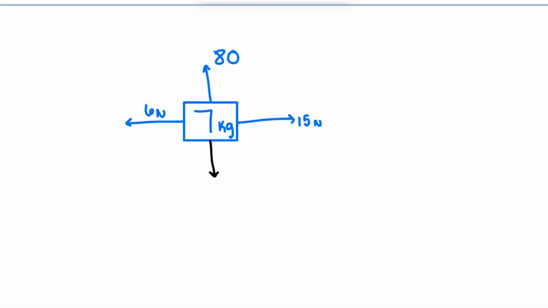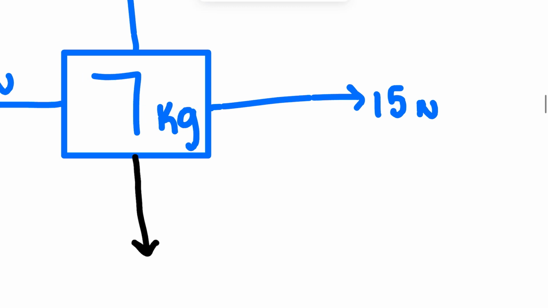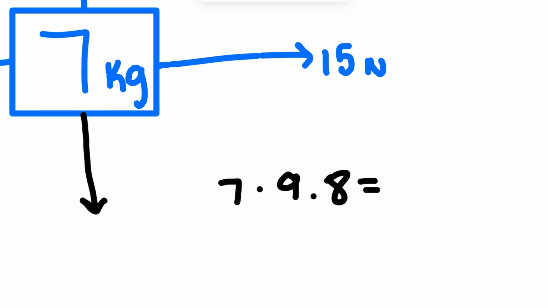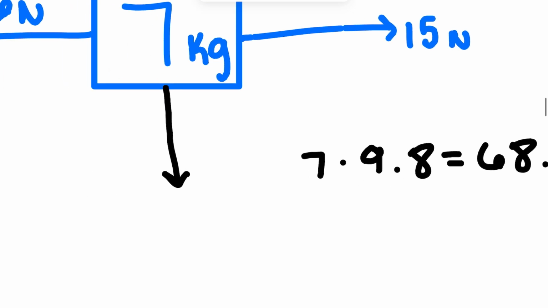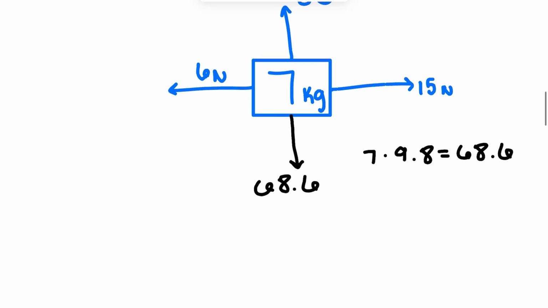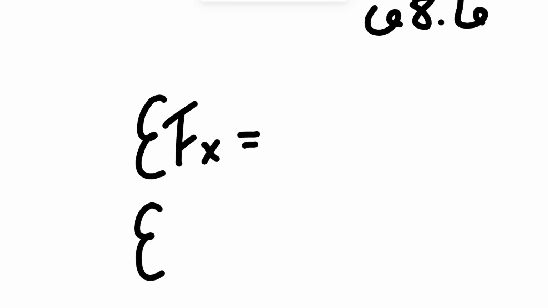So today we're going to solve a perpendicular physics problem, and the first step in this would be to find the downwards gravitational pull. To find that, we're going to multiply the weight of the object by Earth's normal gravity, which is going to be 9.8. When you multiply those, you get 68.6.